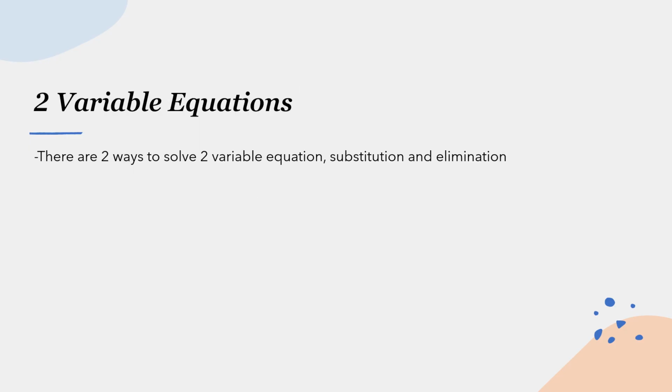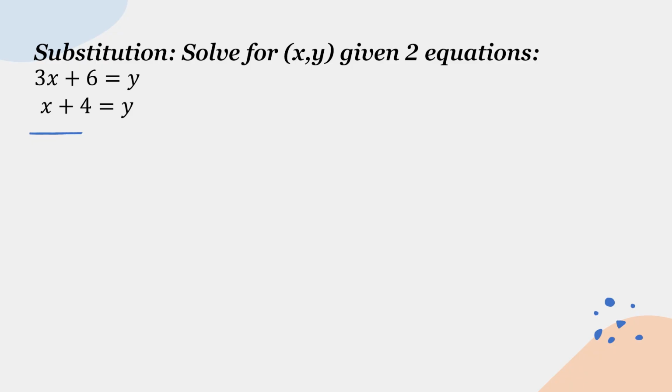So two variable equations are a bit harder. There are two ways to solve them: substitution and elimination. Let's see both of them. So this is substitution. Let's try to solve it. 3x plus 6 is equal to y. x plus 4 is equal to y.